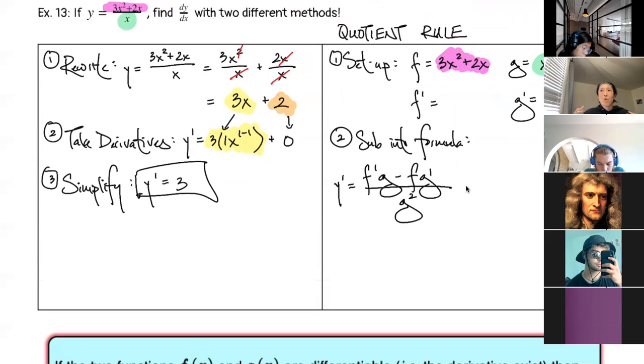Okay, so in order to substitute things into the formula, let's see what we have. We have f. So I know what to put right here. I want to put 3x squared plus 2 there. And I have g, which is what I'm going to put right here. Is there anywhere else that I'm going to be substituting that x?